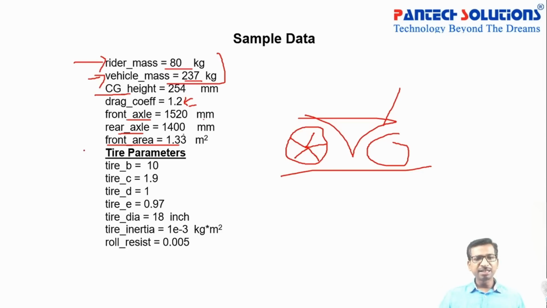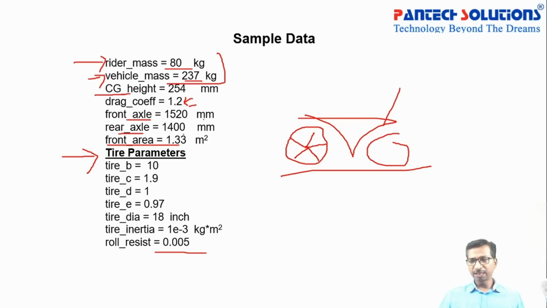And again, these are all the constant parameters for the tire component. So by default Matlab will give you these things. And the rolling resistance constant, you can choose whatever you want.